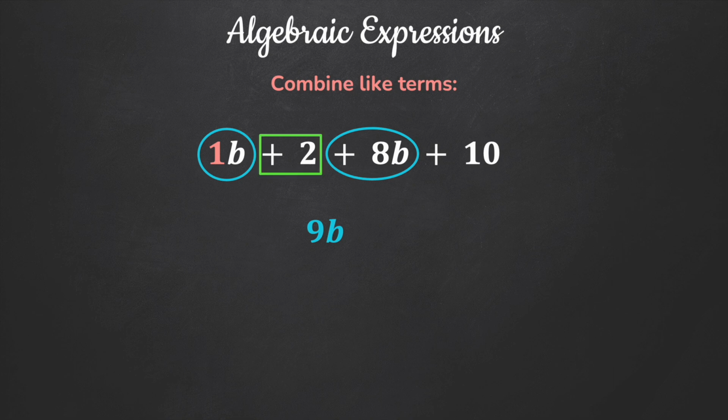And then we have a 2 here, which is a constant because it does not have a variable. And we have a 10 here, which is also a constant. And because these two are constants, we could go ahead and combine them. So we have positive 2 plus 10, and that would be 12. So plus 12. So b plus 2 plus 8b plus 10 is equivalent to 9b plus 12.